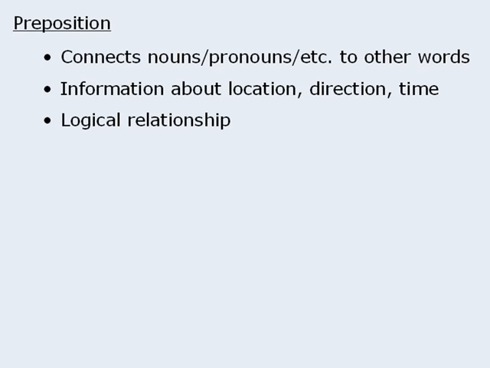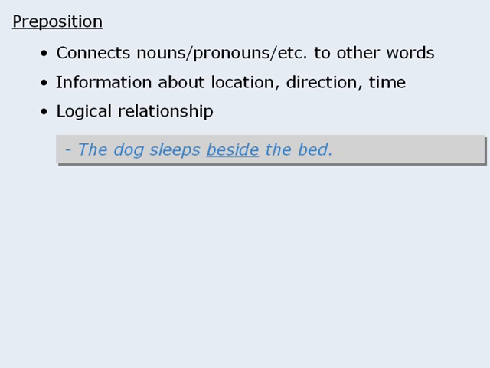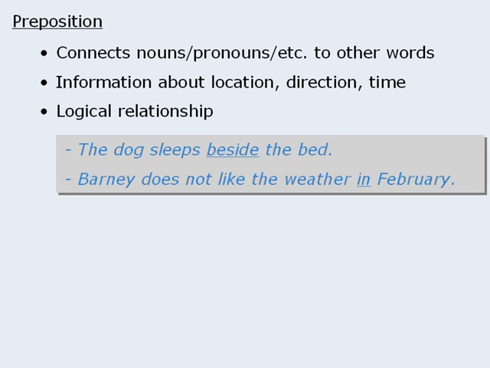For example, in the sentence, "The dog sleeps beside the bed," the preposition beside connects the noun bed with the verb sleeps by explaining where the dog sleeps. In the sentence, "Barney does not like the weather in February," the preposition in connects the nouns weather and February by explaining when Barney dislikes the weather.